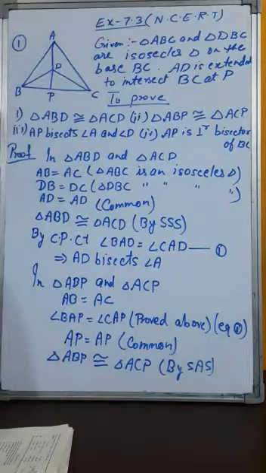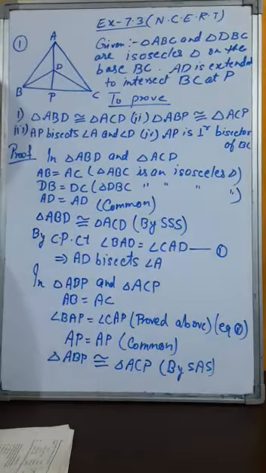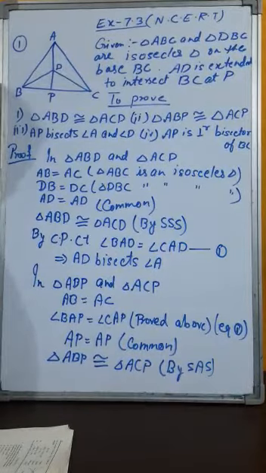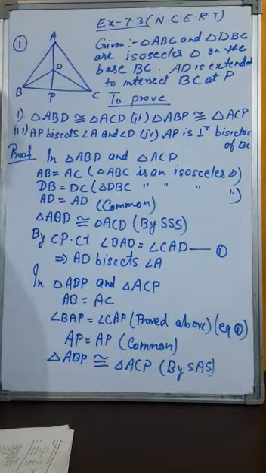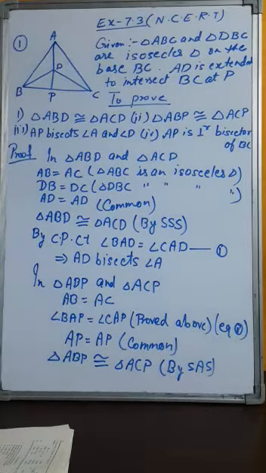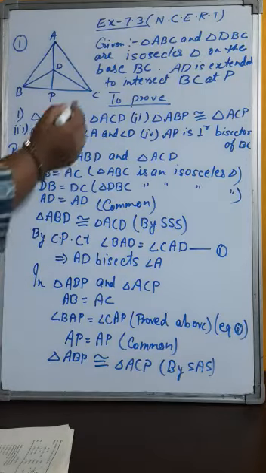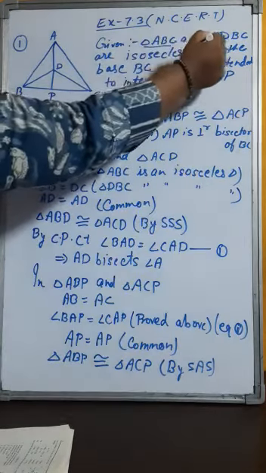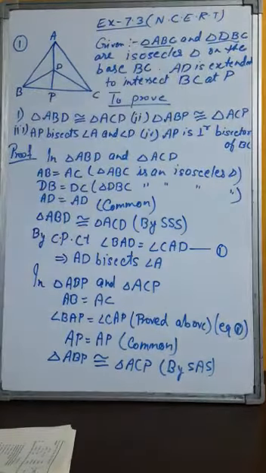Good morning, students. Till now we have discussed some congruency criteria of triangles in exercise 7.1 and 7.2. Today we will start exercise 7.3 of the NCERT book, in which the first question says that triangle ABC and triangle DBC are isosceles triangles on the same base BC, and AD is extended to intersect BC at P.